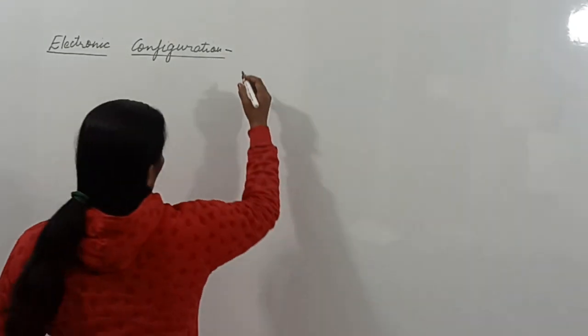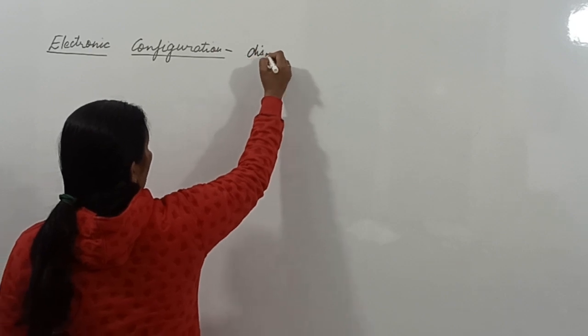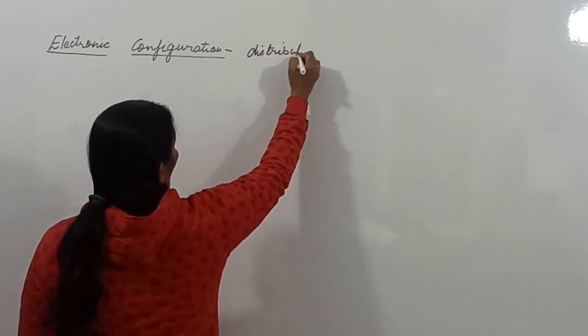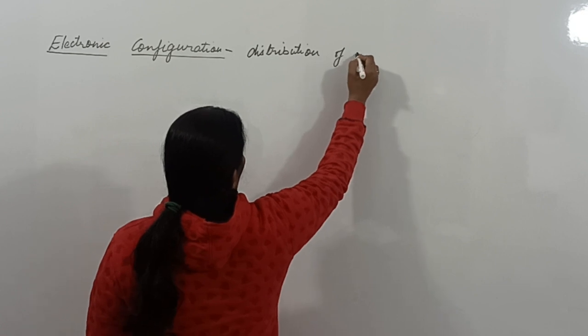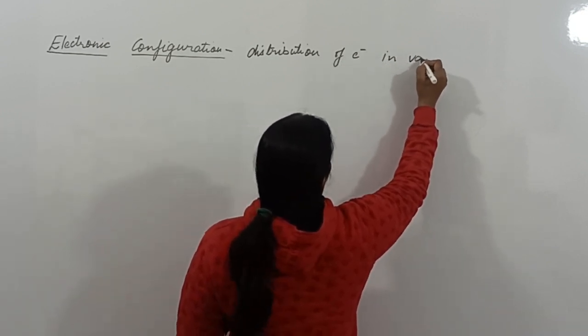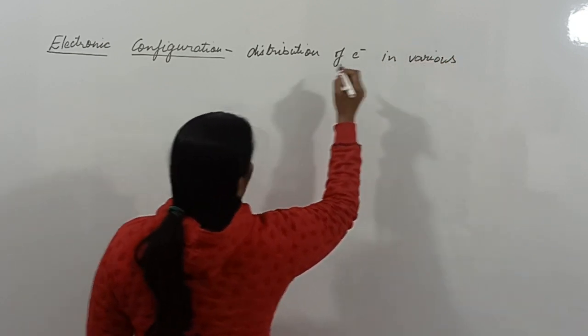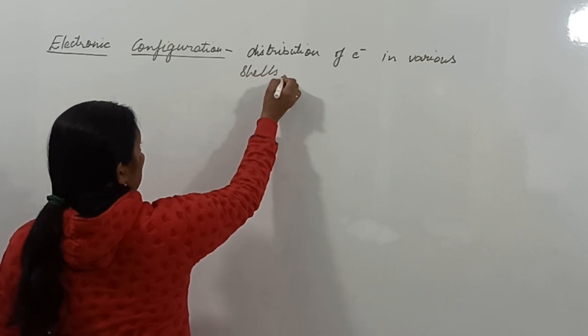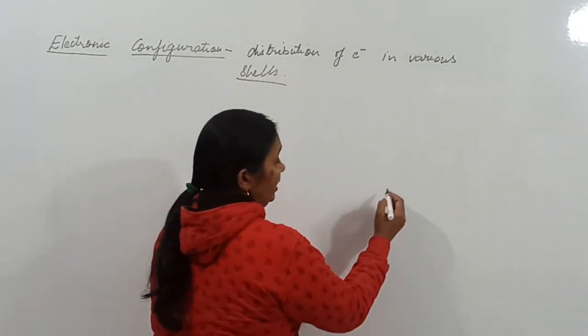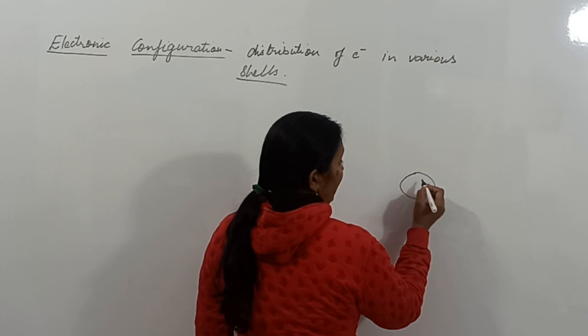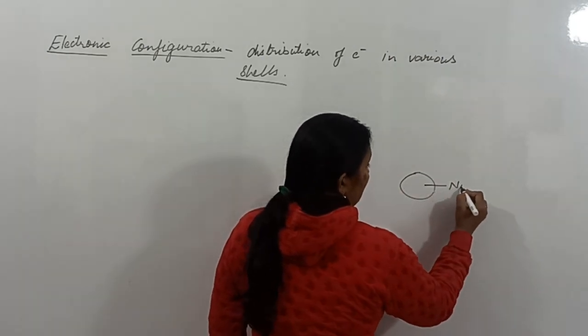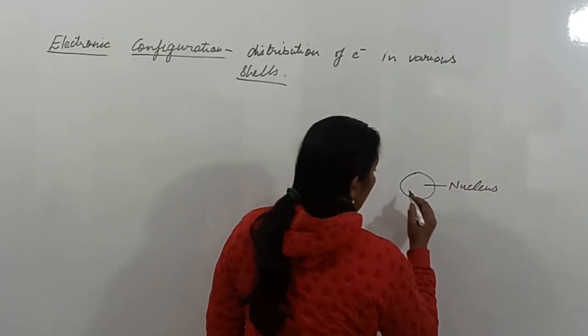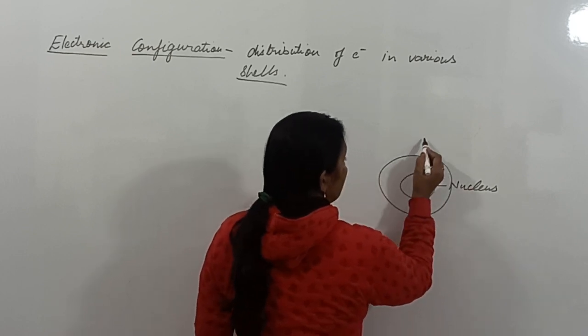So you can say that electronic configuration is the distribution of electrons in various shells. Now, suppose we have an atom. This is the nucleus of an atom. And these are the orbits.